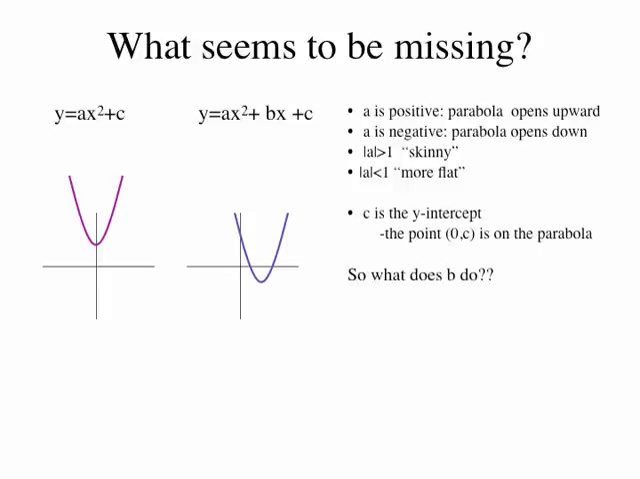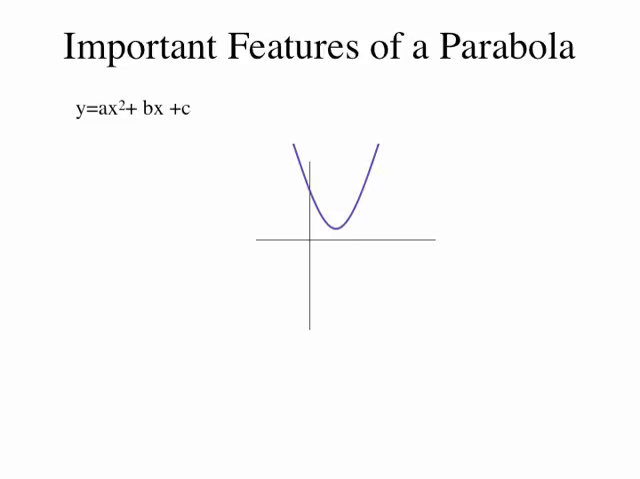And so what does b do? Well, once again, b sort of slides our parabola. If you go back into the animation window that you had opened before from your textbook site, you can change b and you can watch how your parabola moves as you do that.